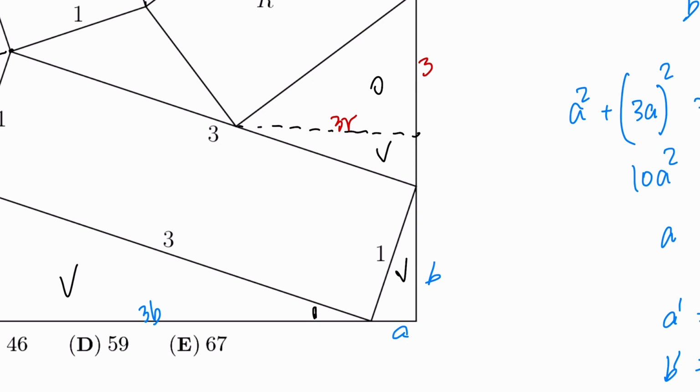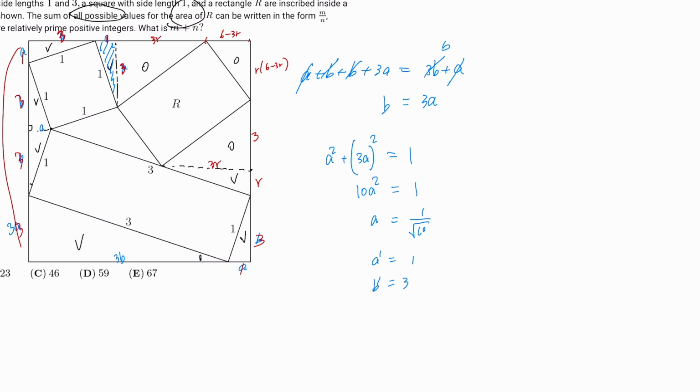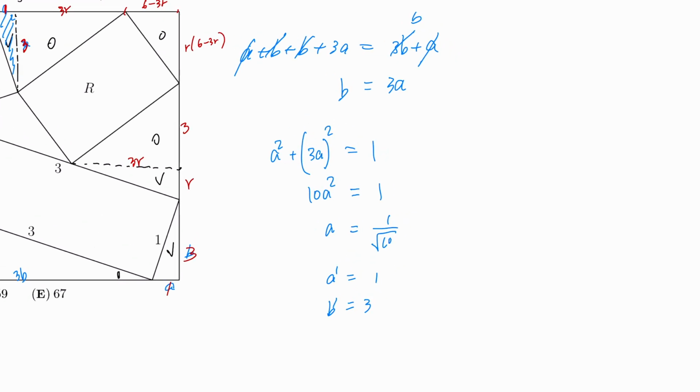And over here, we know that this is similar to that one. And we know that A to B is 1 to 3. So this should be 3R, and this side should be just a single R. Now we can set the right-hand side equal to the side length. Remember, the side length is now 10, so R times 6 minus 3R plus 3 plus R plus 3 is equal to 10.